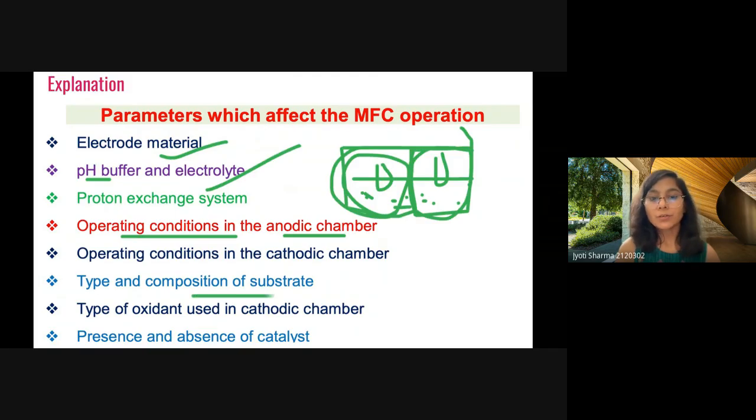Then the type and composition of substrate, as I told you, will determine what kind of microorganism you will use in that bioelectrochemical cell, right? So your operation will depend on that. Then the type of oxidant used in the cathodic chamber, and the presence or absence of catalyst, because that will accelerate your process, right? So these are different factors on which the operation of a microbial fuel cell depends, but not upon the size or shape of the external circuit, right? So that's how that was the right answer.